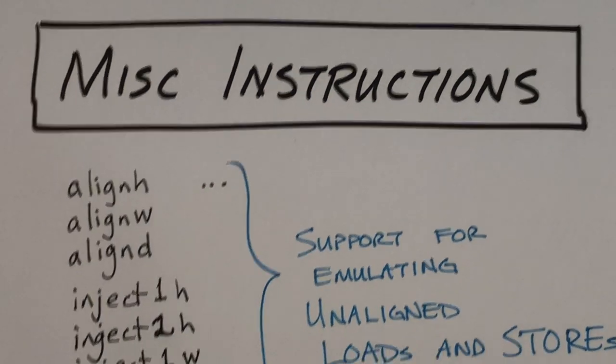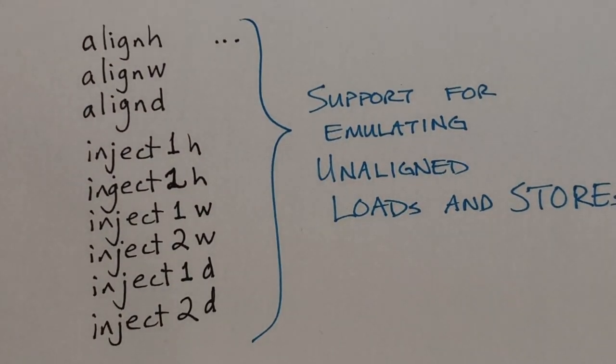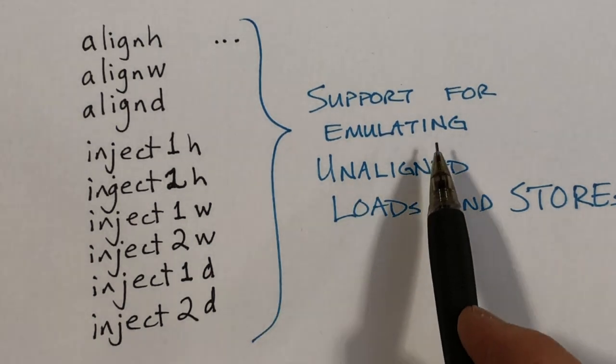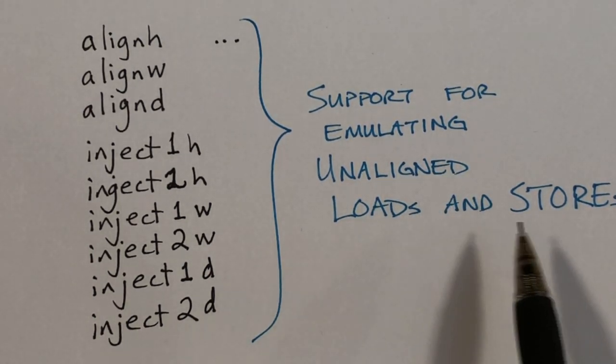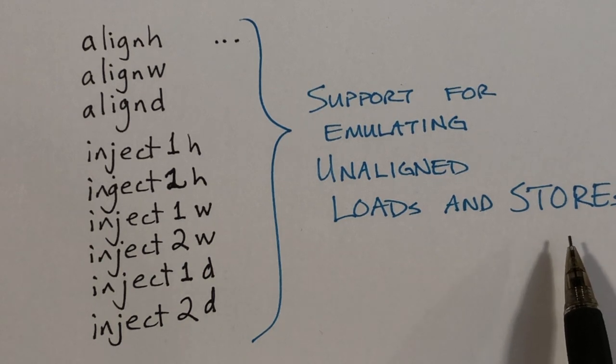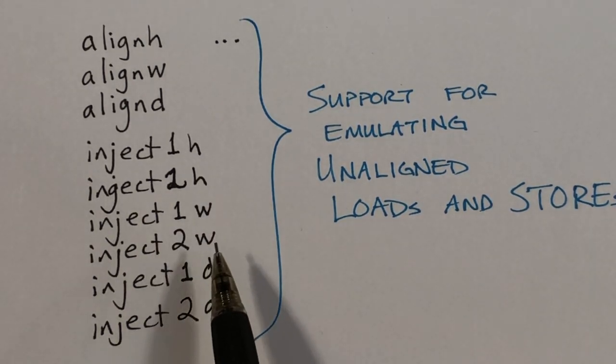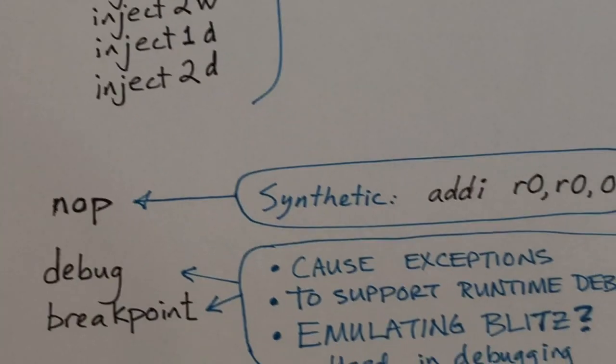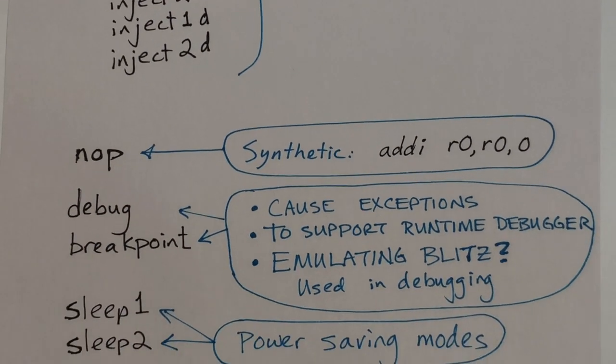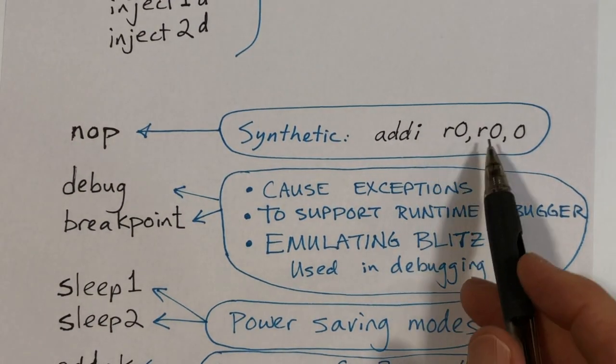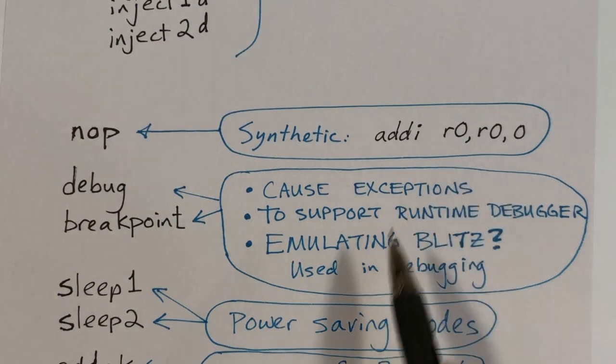Now let's look at a few instructions that are not covered elsewhere. The align and inject instructions are rather detailed in what they actually do, but they're provided for the specific purpose of supporting the emulation of unaligned load and store instructions. While the details are complex and complicated, essentially they just move bits around. The no-op instruction is a synthetic instruction. It just does an add.